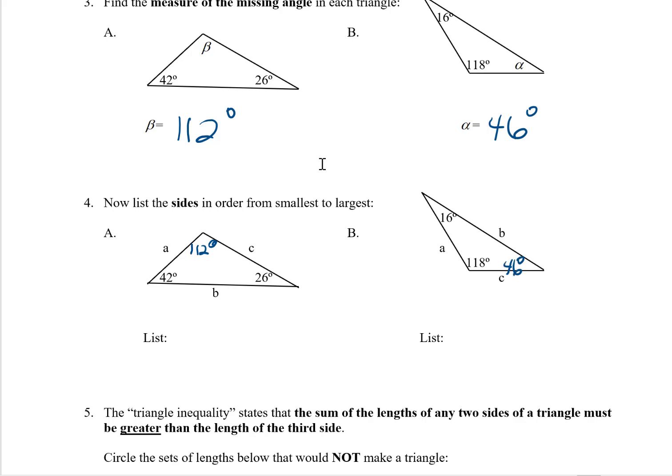And we are being asked to list the sides from smallest to largest. Well, the smallest side is opposite the smallest angle, and so forth. So in letter A, the smallest angle is 26 degrees, which means the smallest side is side A. The medium angle is 42 degrees, so the medium side is side C, followed, of course, by the largest side, side B. In the second triangle, the smallest angle is 16 degrees, so the smallest side is C because it's opposite the 16 degrees. A is opposite the medium angle, and B is opposite the big angle.